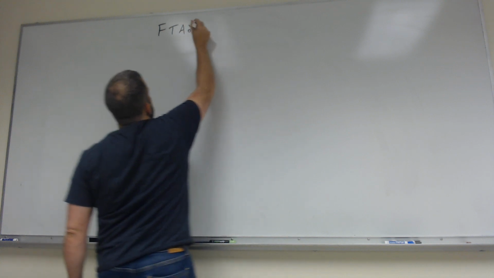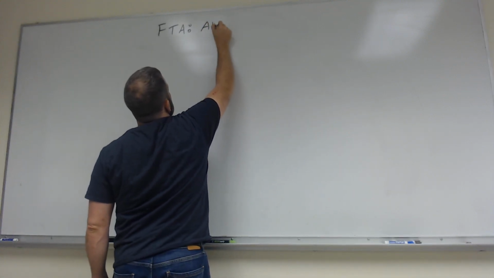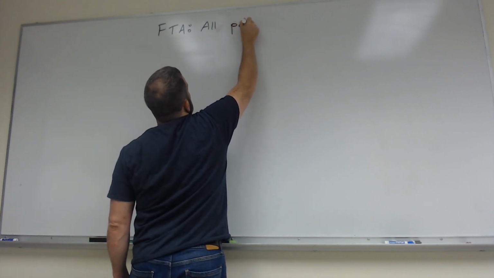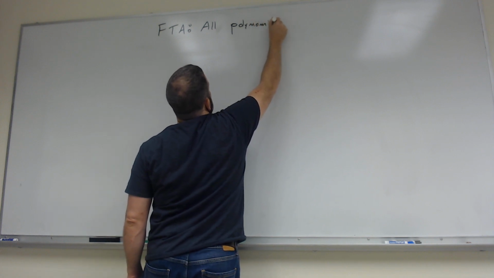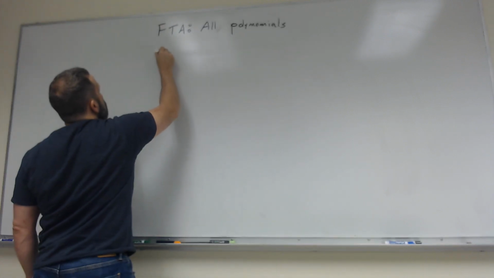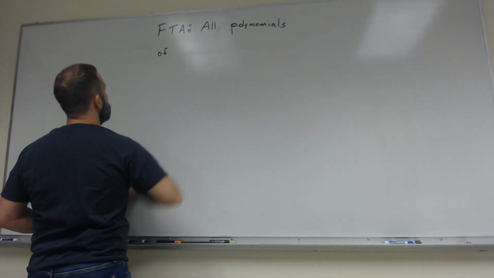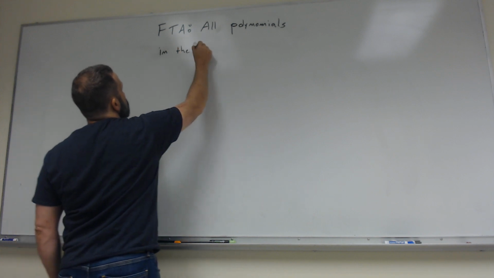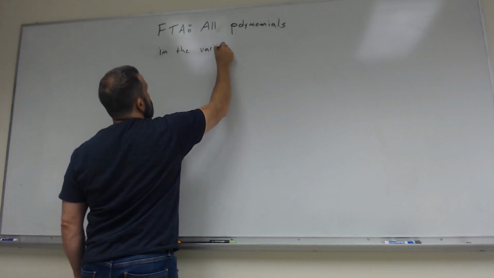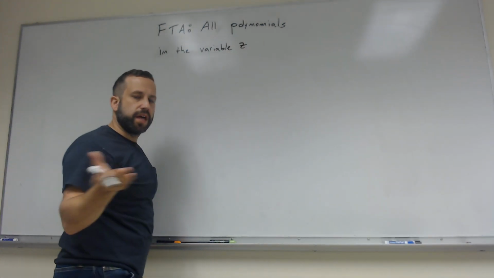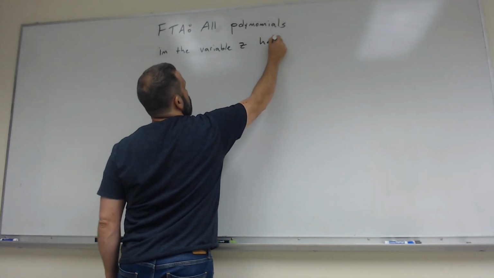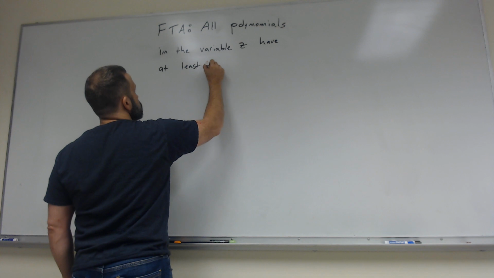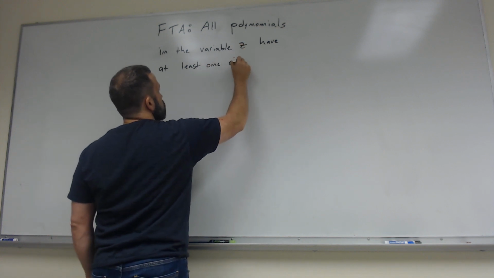I'm just going to state it this way. All polynomials in the variable z, so this would be like a complex number, have at least one complex root.